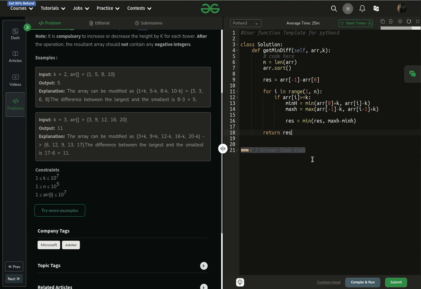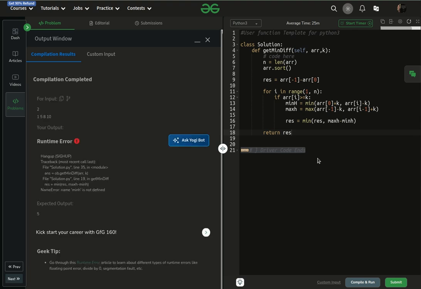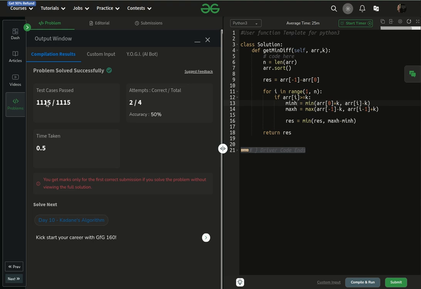Let's run. Should be working fine. Name min h is not defined. Min h, we can take it small here. Okay, so our output is 5 and expected is also 5. Let's submit the code and see whether every test case passes or not. Every test case is passed here, 1115 by 1115.